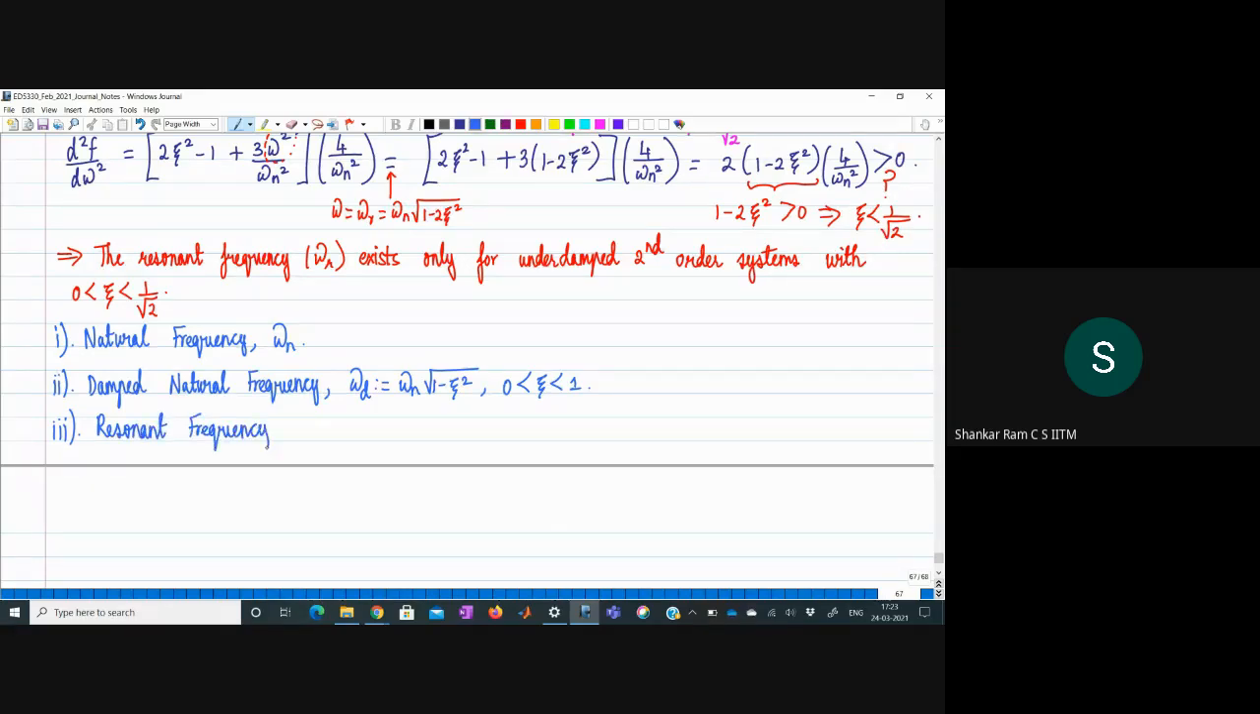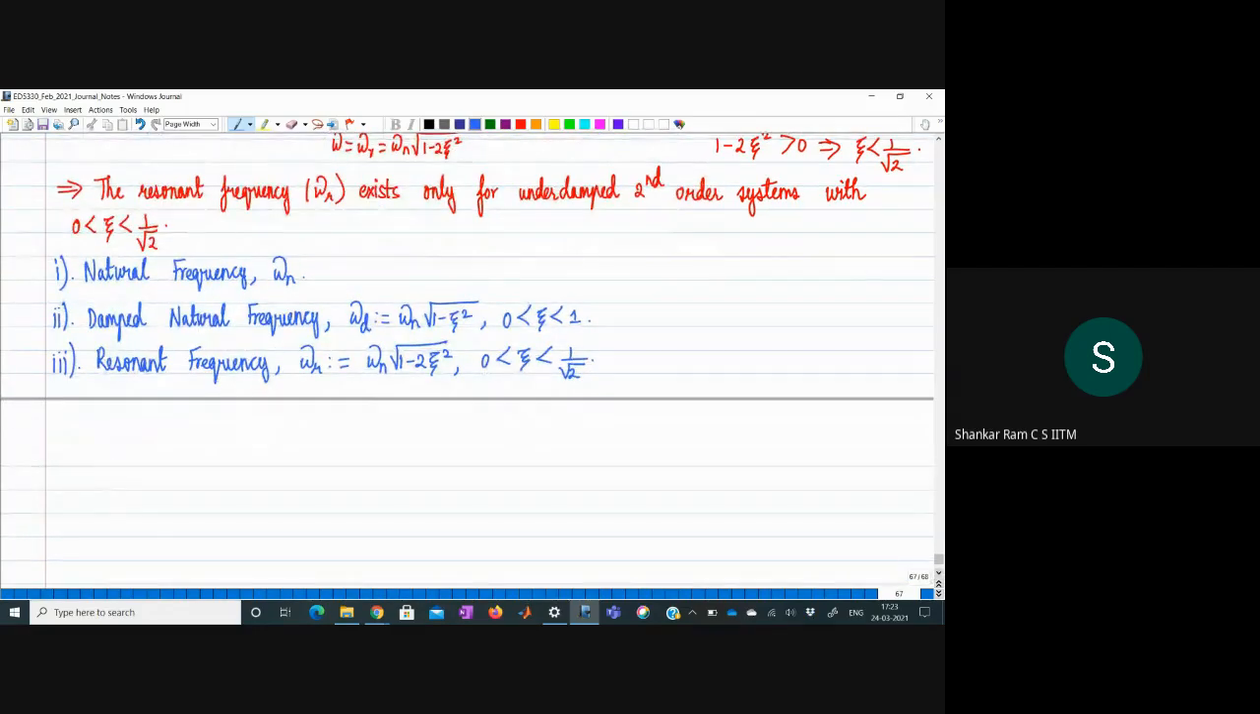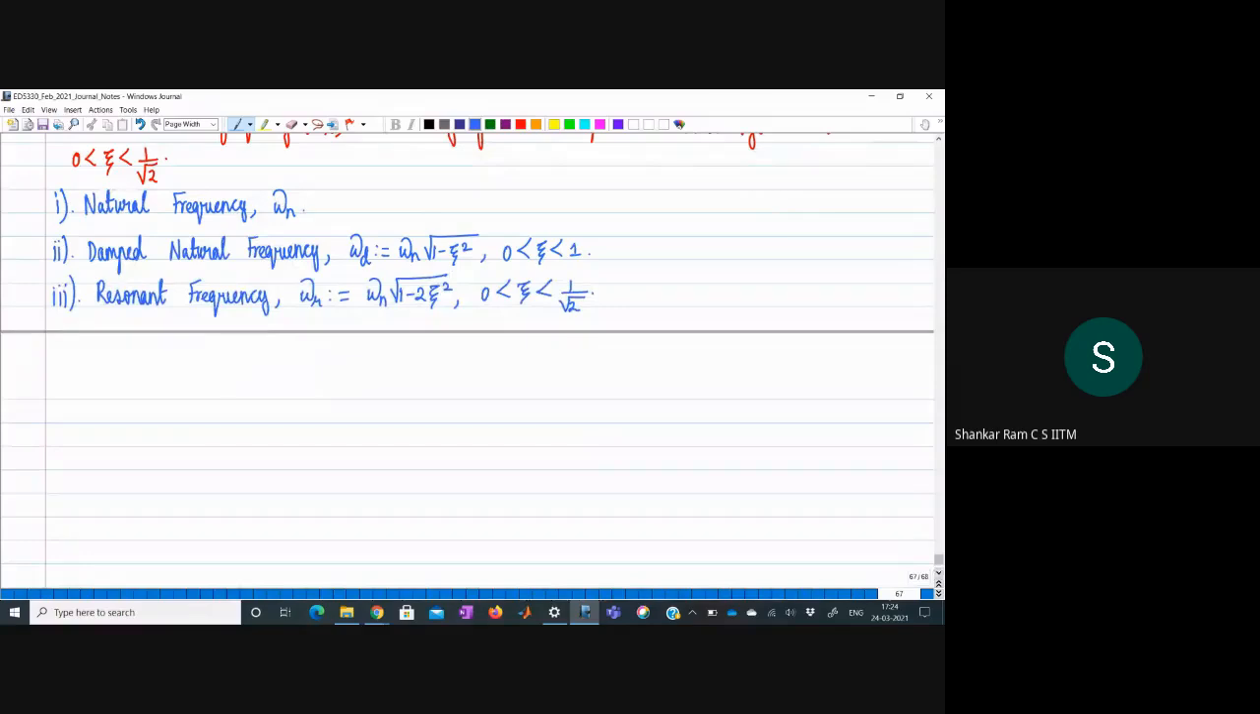right? So we can immediately see that resonance frequency is meaningful only for a subclass of underdamped second order system with damping ratio between 0 and 1 by root 2. And what is the physical meaning of resonance frequency? It is the frequency at which the magnitude of the sinusoidal transfer function is maximum. In other words, if we are giving sinusoidal signals, right, of the same amplitude or magnitude but of varying frequency, the resonance frequency is the frequency at which the output sinusoid will have the maximum amplitude. Okay, so that is the physical meaning of resonance frequency. All right. So I hope this point is clear. Any questions on this?